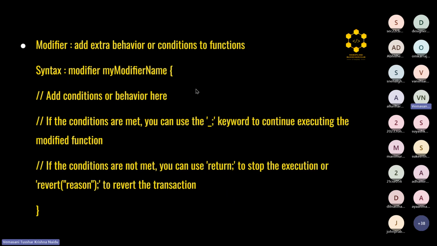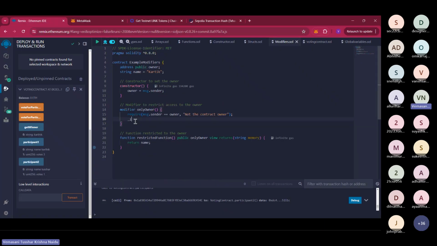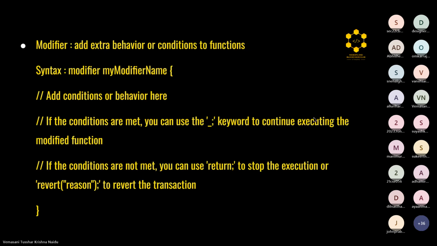And this is what a modifier is. It adds extra behavior, conditions, to the function. You add conditions for behavior here. This is the general syntax. Please try to remember them. If the conditions are met, you can use this underscore keyword, said here before, to continue executing the modified function. Until the conditions are not met, you keep executing the modifier function.